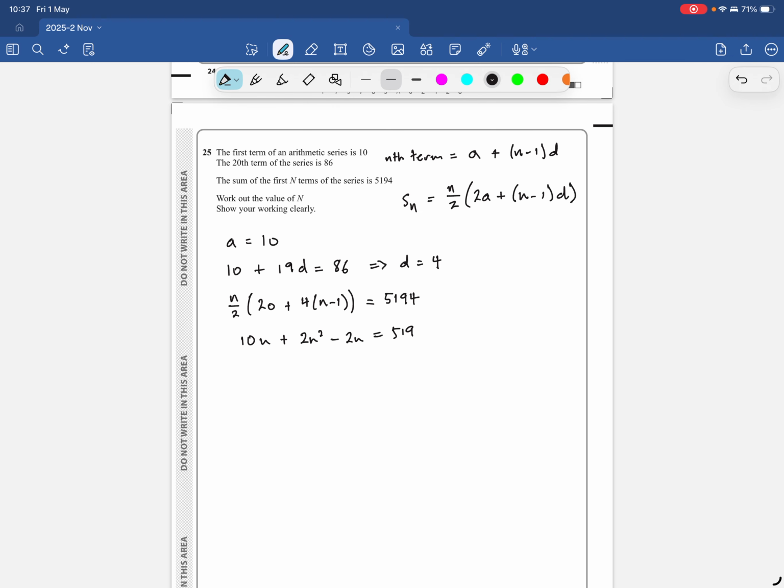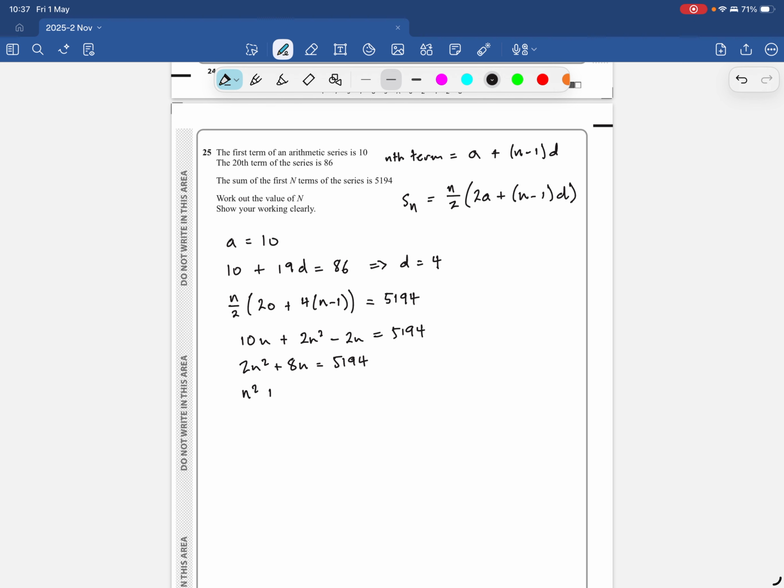That's 5194, and then I've got 2n squared plus 8n equals 5194. Now all of those terms are even, so I can divide them by 2, but it doesn't make any difference if I don't. Let's do it. I'm also going to subtract this side, so I've got everything set to equal as normal.